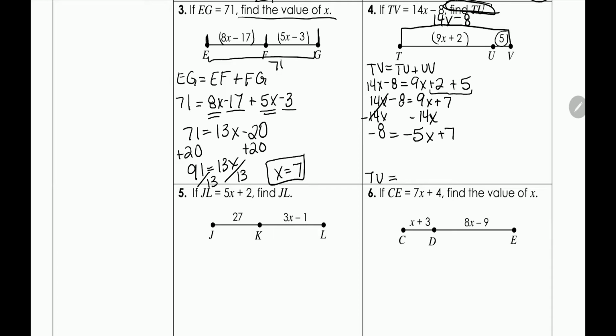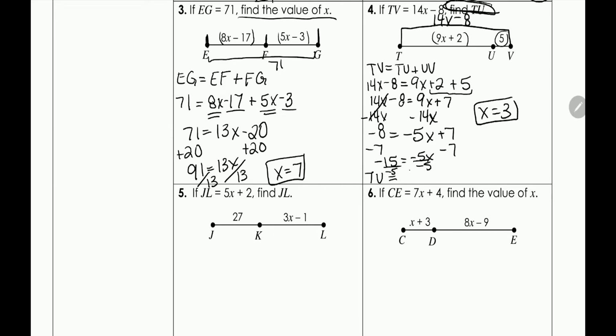Now we need this 7 on the other side though, because we need the ones with x on one side and then ones without x on the other. So if we subtract 7 to the other side, we're going to get negative 15 equals negative 5x. And then we're going to divide by negative 5, giving us that x is equal to 3.